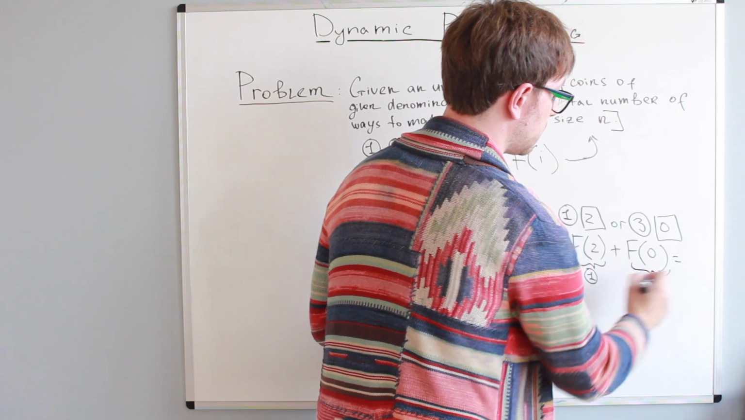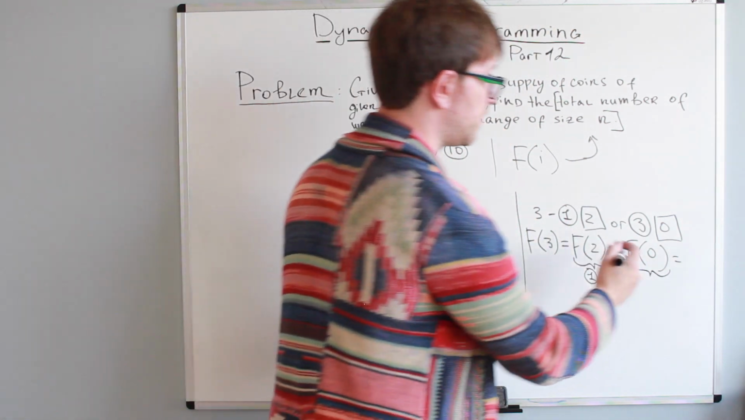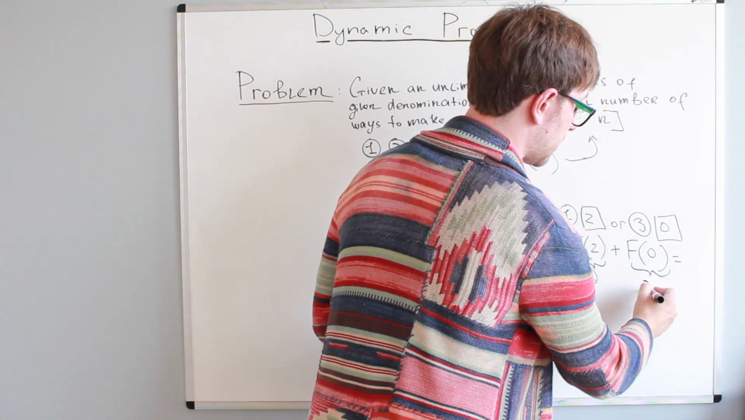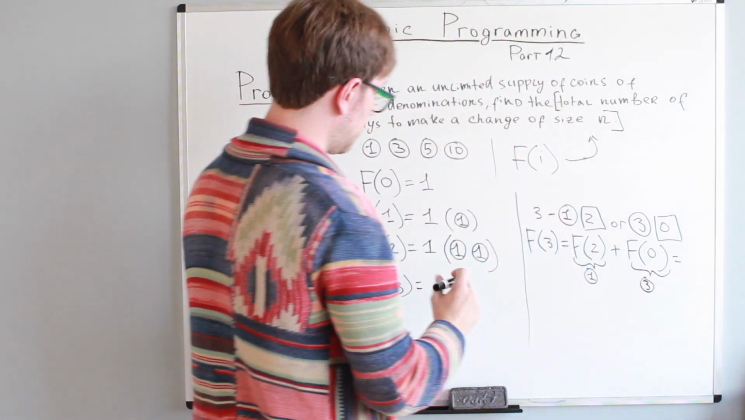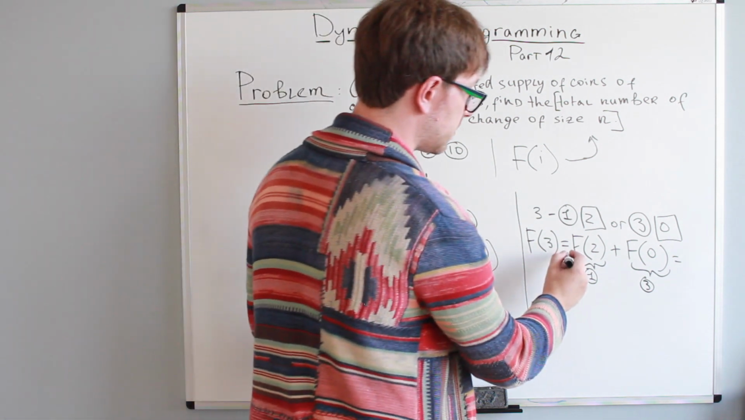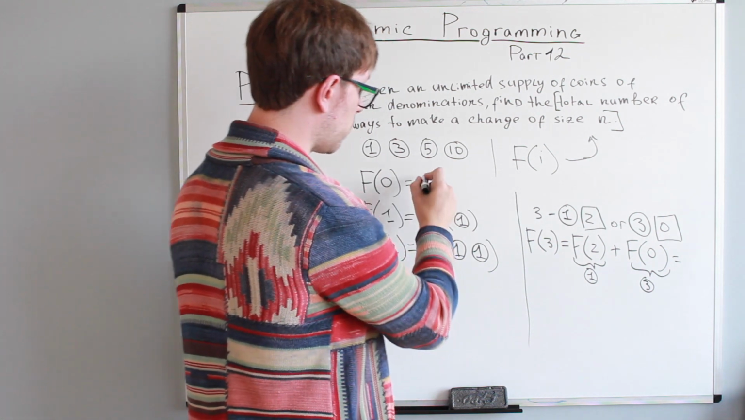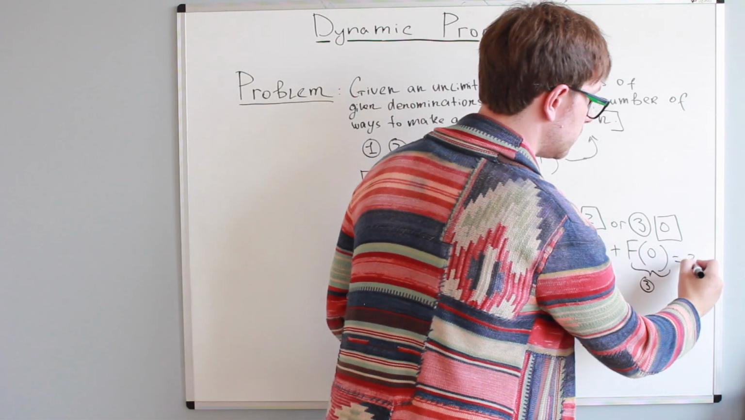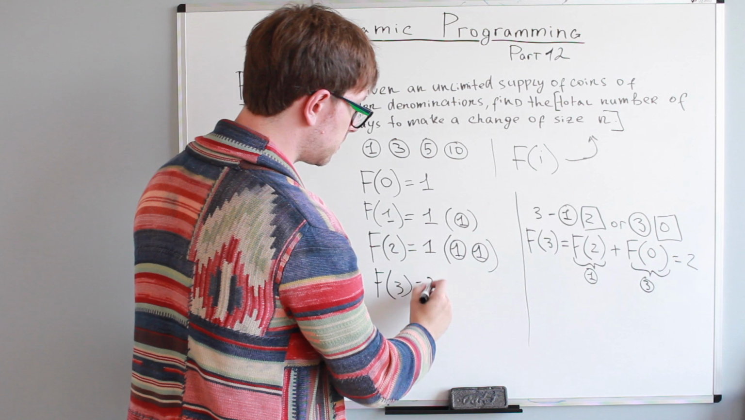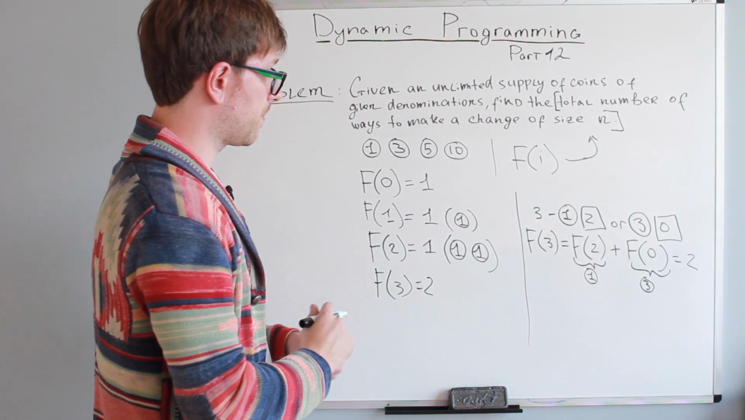In this case, we started from 3 cents and we still have to return 0 cents. So f of 2 equals 1. We already know it, right? So this guy is 1. And f of 0 is 1 as well. So 1 plus 1 equals 2. So there are 2 ways to make a change of size 3.